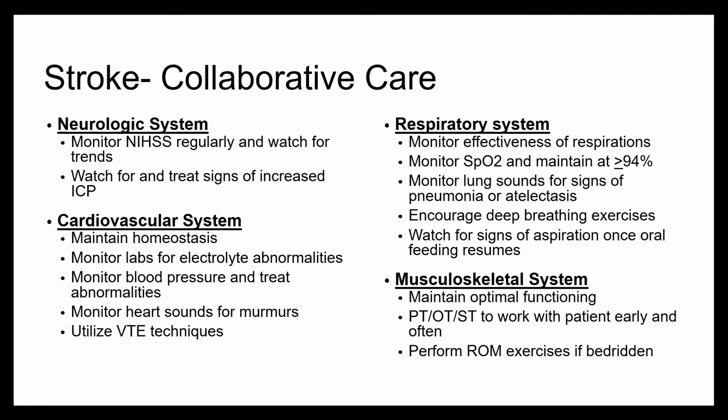The advanced age and immobility of the stroke patient generally increases the risks for developing atelectasis and pneumonia. So those are going to be some considerations we're going to take in regards to our assessment of the respiratory system. We want to carefully monitor for the effectiveness of their respirations. Again, making sure that we do maintain an SpO2 equal to or greater than 94%.